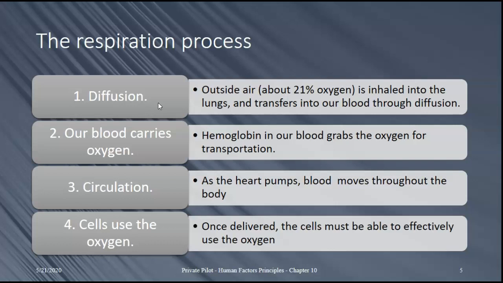In the second step, our blood grabs the oxygen for transportation. And then in step 3, the blood is circulated. The heart pumps the blood so that it circulates throughout the body. In the last step, the cells use the oxygen that is delivered by the blood cells, and the cells must be able to effectively use the oxygen.